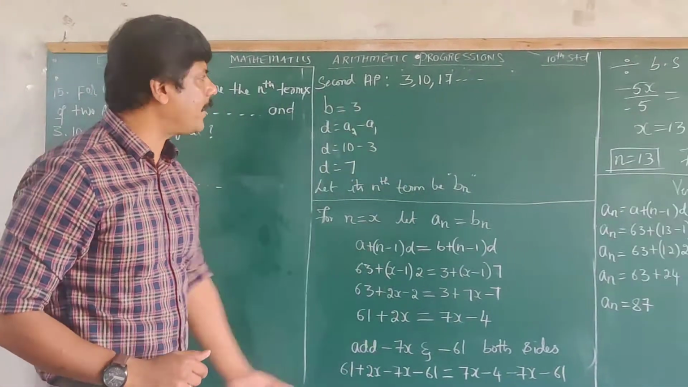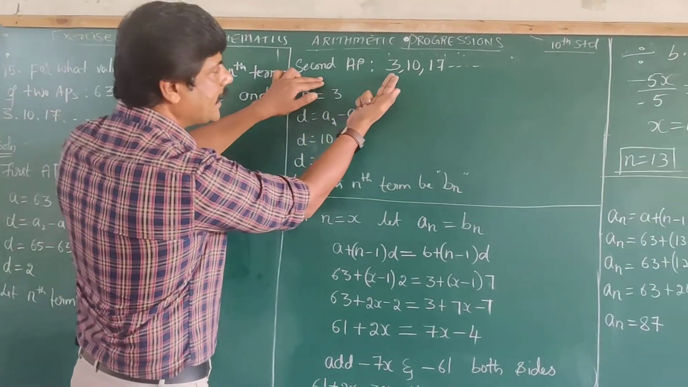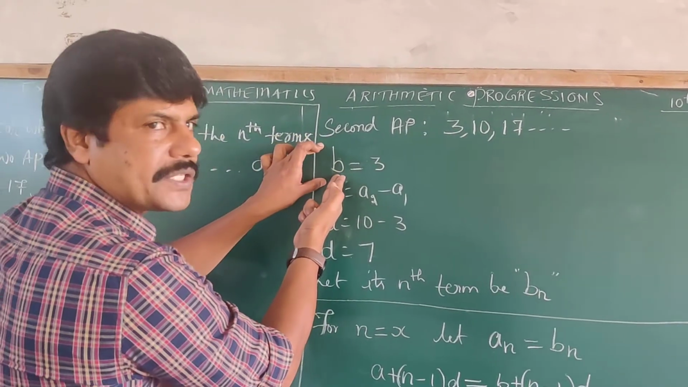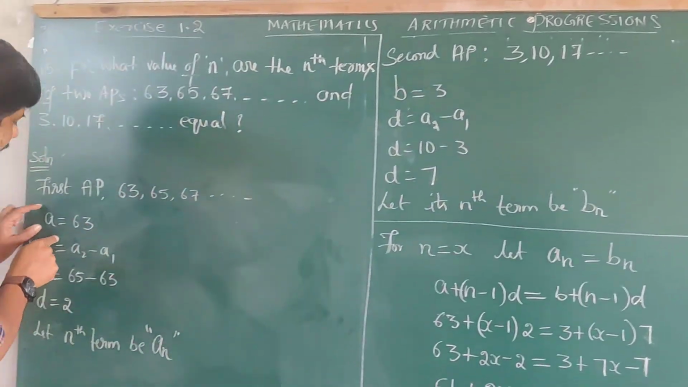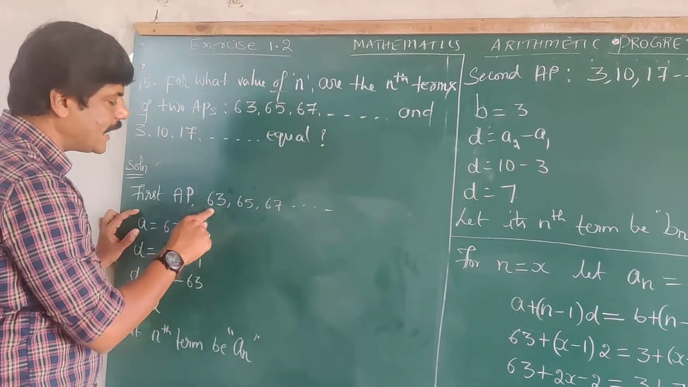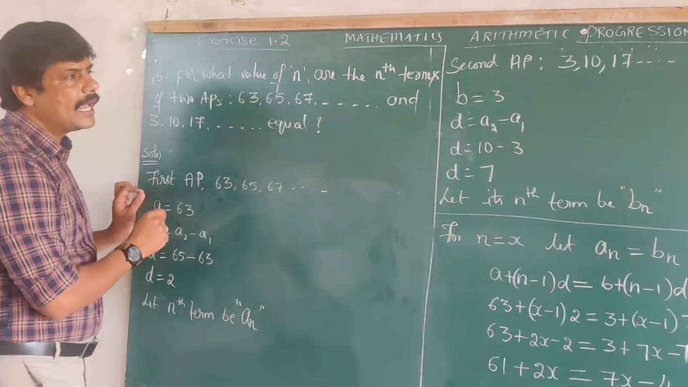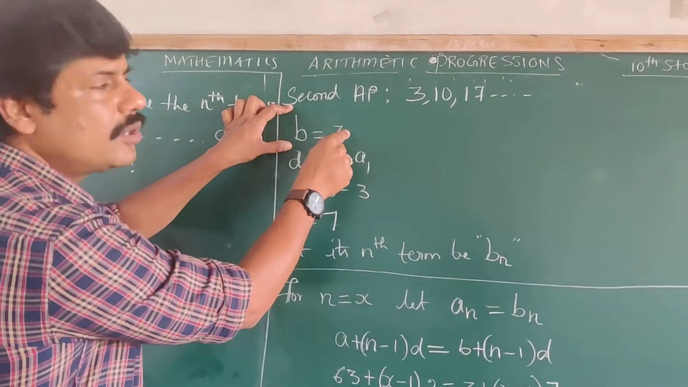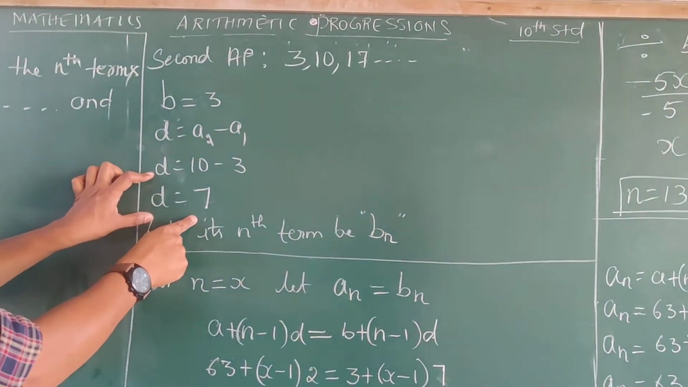Next, the second AP is 3, 10, 17, and so on. Here I have taken the first term as b, because I have already used a, and you can see that the first term is different here. The first term is 63 in the first AP and 3 here. Therefore, a I have taken as 63, and here the first term is b, which equals 3. And what is the common difference? The common difference is 7. Understand?